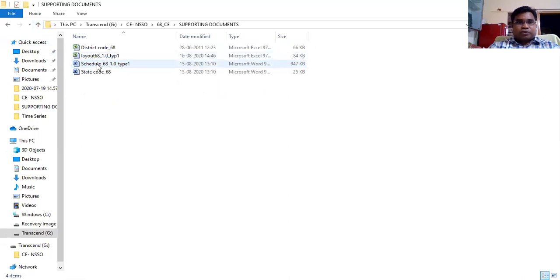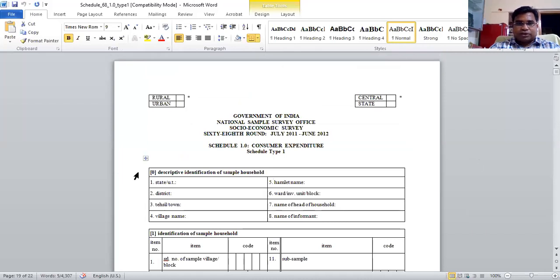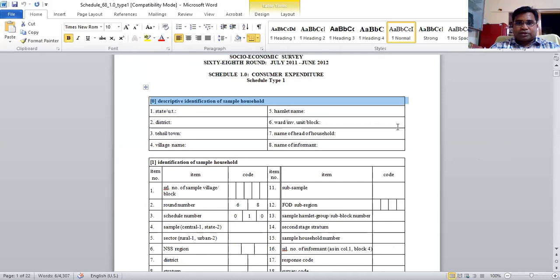In supporting documents, the most important document is your questionnaire. Schedule 68 is basically the questionnaire. So let me share with you the questionnaire for the 68th round. Yes, this is the 68th round questionnaire. If you go through it, it is a 22-page questionnaire, and you can see the whole questionnaire is divided into certain blocks.